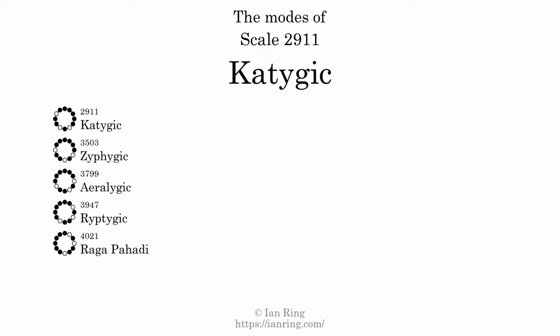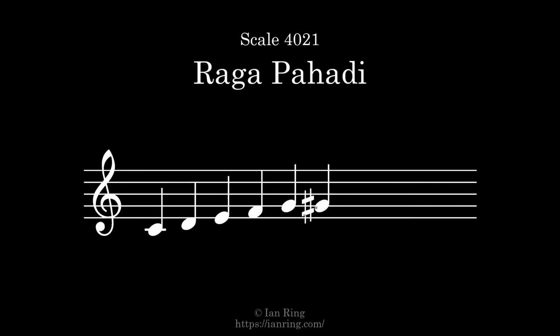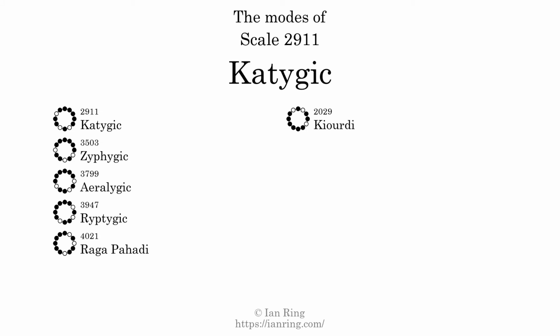The fifth mode is scale 4021, also known as Raga Pahadi. It sounds like this. The sixth mode is scale 2029, also known as Katygic. It sounds like this.